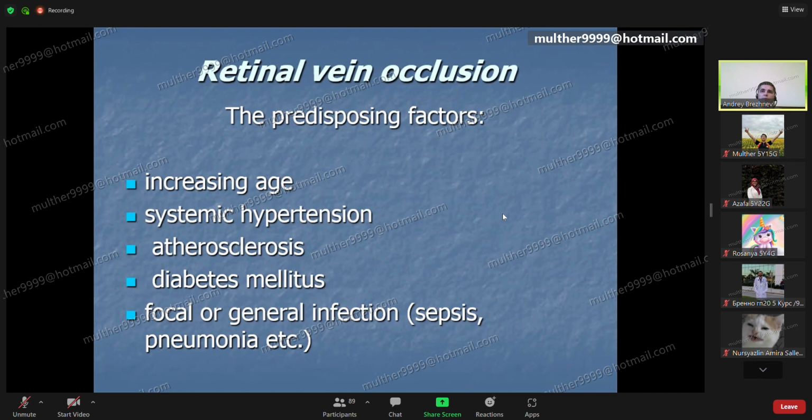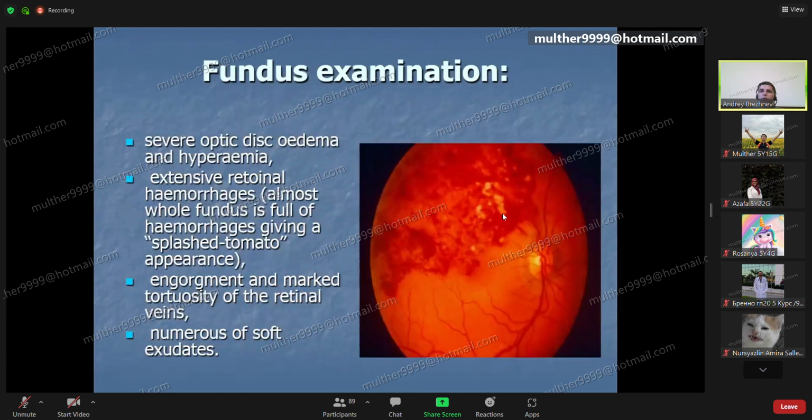Retinal vein occlusion. After diabetic retinopathy, retinal vein occlusion is the most common retinal disease. The predisposing factors include increase in age, patients in the 6th and 7th decades of life, systemic hypertension, angiosclerosis, atherosclerosis, diabetes mellitus, sometimes focal or general infections, sepsis, pneumonia, and so on. It refers to sudden complete occlusion of the central retinal vein. It is characterized by marked sudden visual loss.